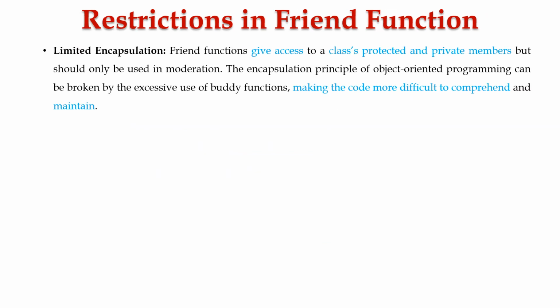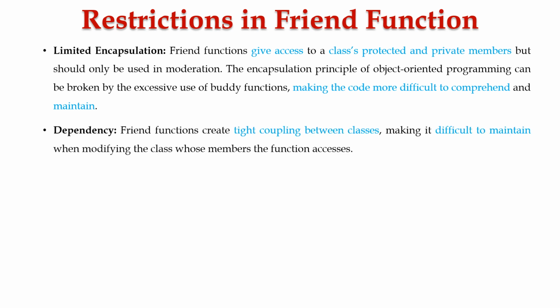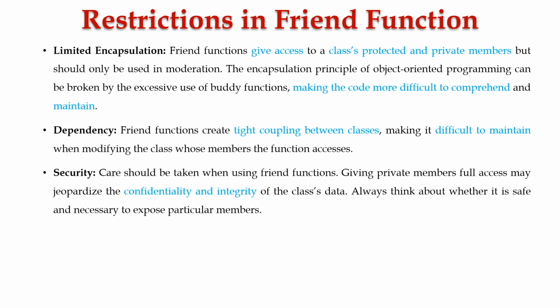Restrictions in friend function. Limited encapsulation: since it gives access to private and protected members, it also makes the code more difficult to comprehend and maintain. Dependencies: they create tight coupling between classes and make it difficult to maintain when modifying the classes. Concerning security, it may pose some risk to the confidentiality and integrity of class code, since a non-member function is accessing the class's private and protected members.